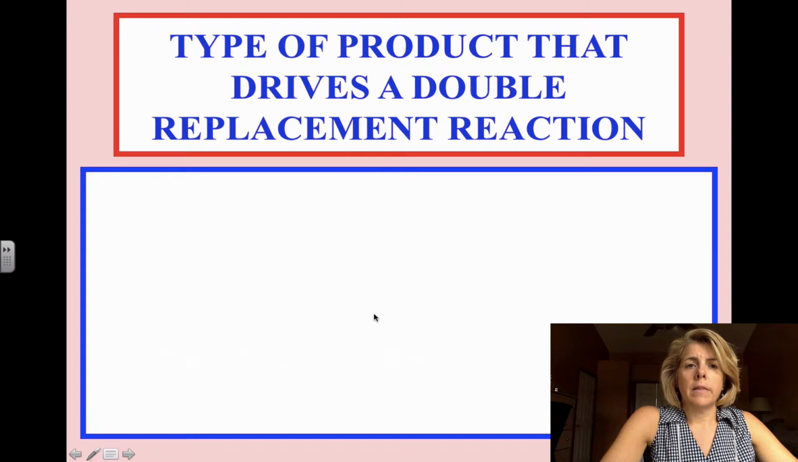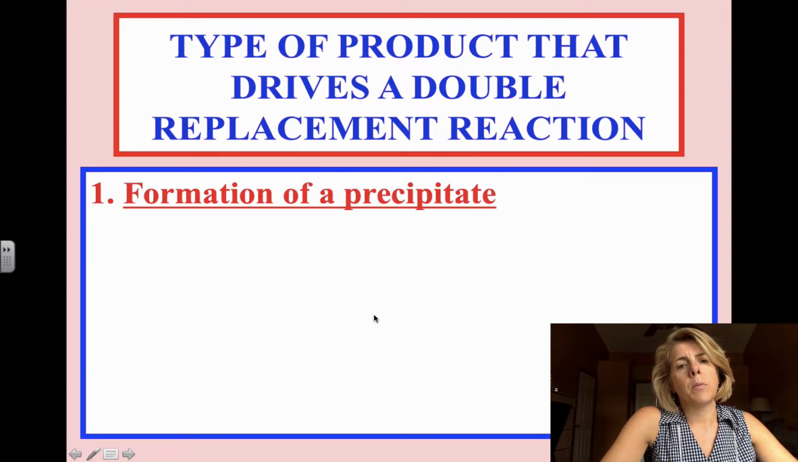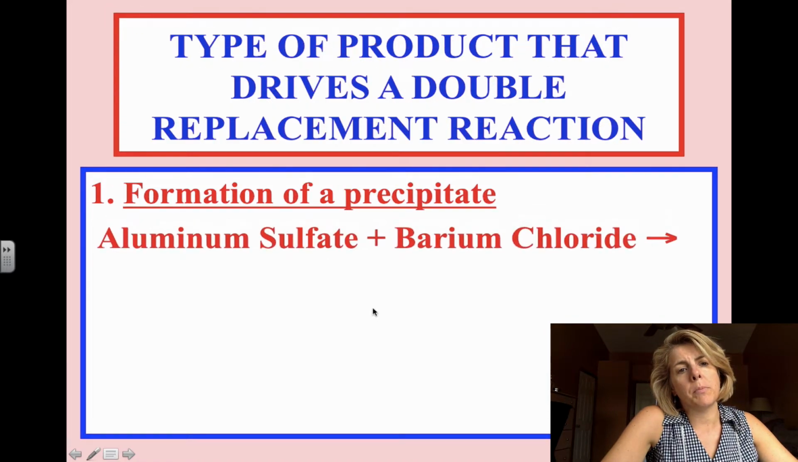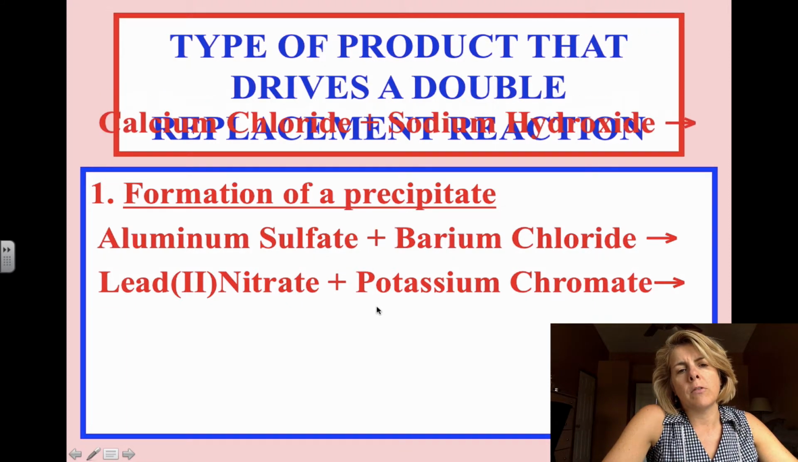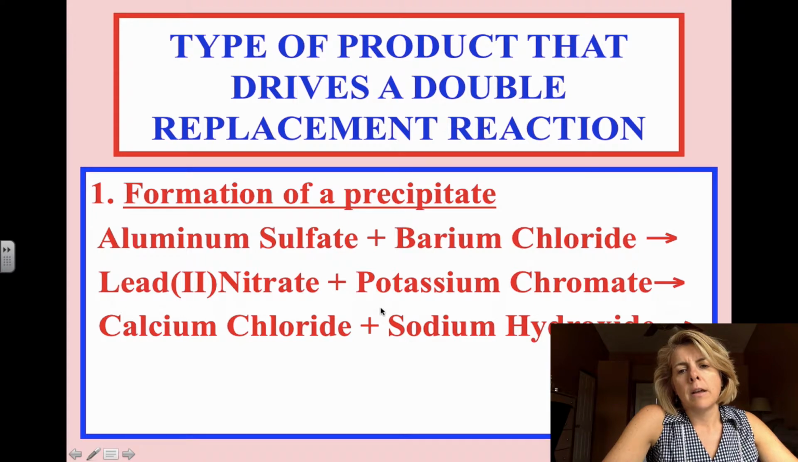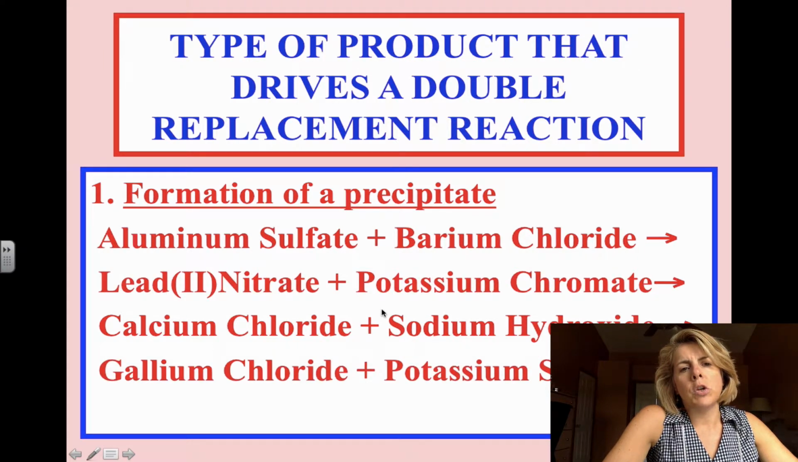Okay, now types of products that drive double replacement. I mentioned precipitate. So here we have a series of chemicals that when they combine, they essentially form a solid. It's usually a good indicator that we're talking about a double replacement reaction.